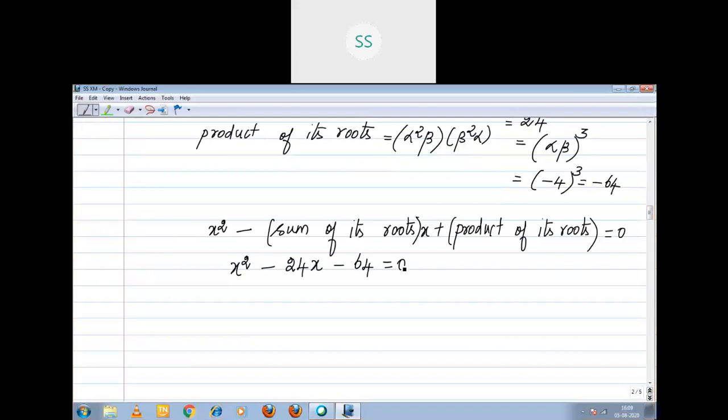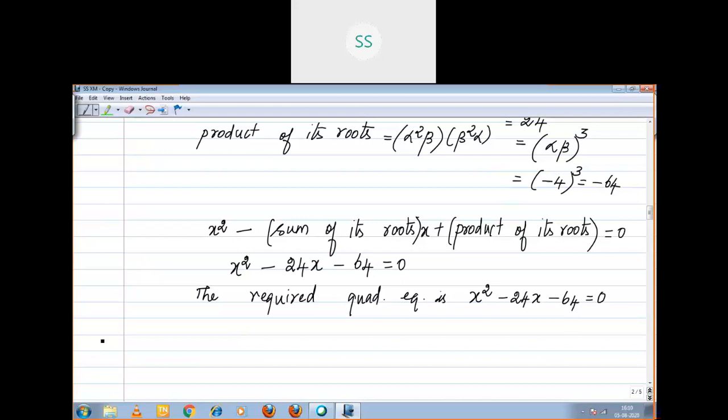Now the next step, what do you want to write? The required equation, right? The required quadratic equation is x square minus 24x minus 64 equal to 0. Right? Now I am going to move to the fourth Roman letter. What is the fourth Roman letter?